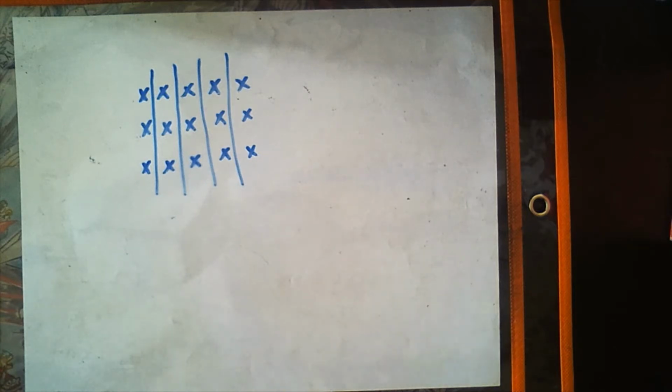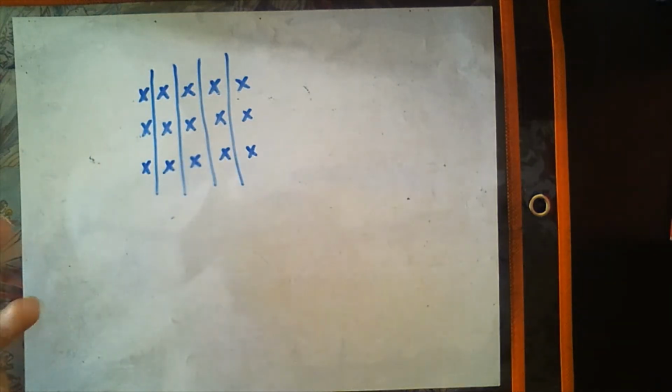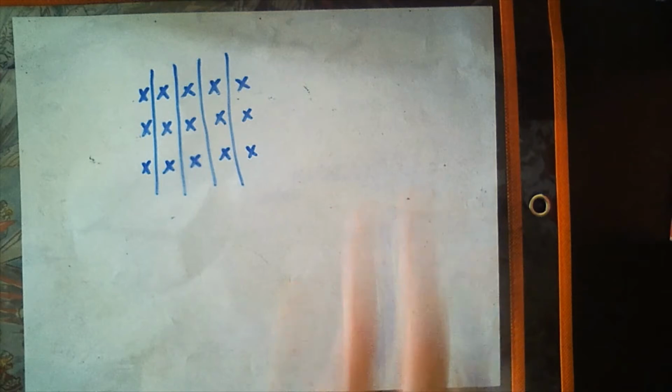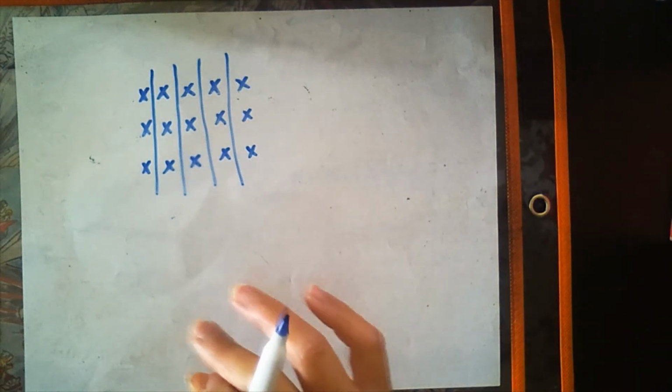Welcome back, my friends. So they look the same, but the lines show columns now instead of rows. And they both have a total of 15 X's. How many columns did we make? Yeah, we made 5 columns.